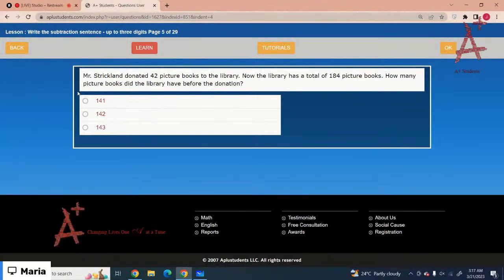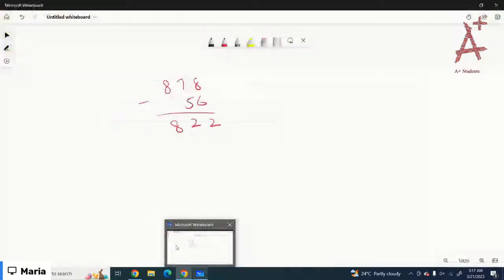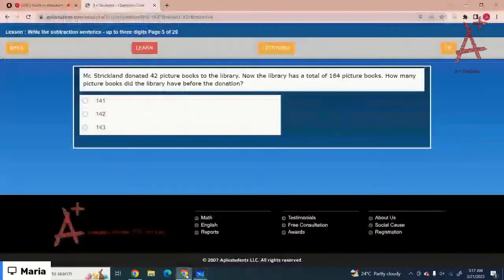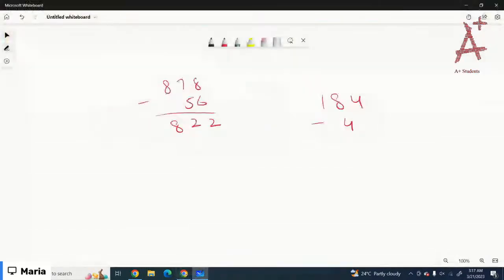Before donating 42 books, you have to calculate how many books the library had. So you have to subtract the number Mr. Strickland donated out of the total. Got it? 184 minus 42. So 4 take away 2 is 2. 8 take away 4 is 4, and here you have 1. That means before donating 42 books, they had 142 books in their library. Got it?